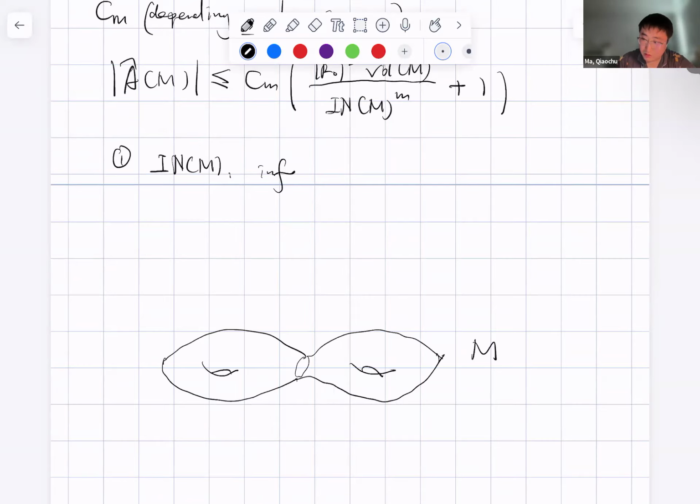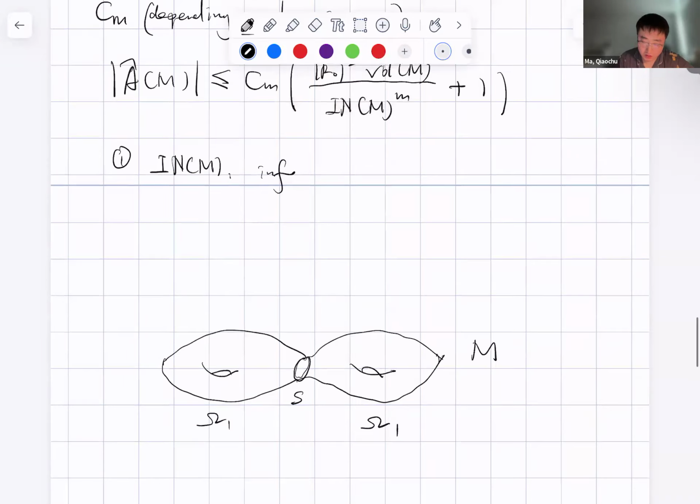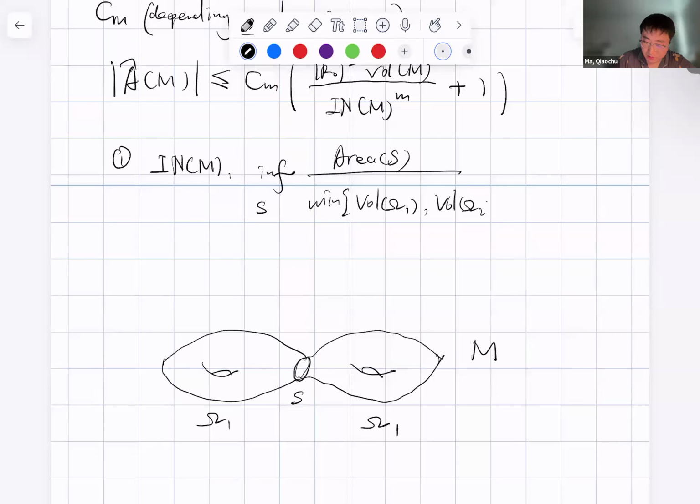This is the whole manifold, and we shall take a hypersurface like here, S, and divide the manifold into two parts, omega 1 and omega 2. So we shall take the infimum over all S and compute the area of S over the minimum of volume omega 1 and volume omega 2.